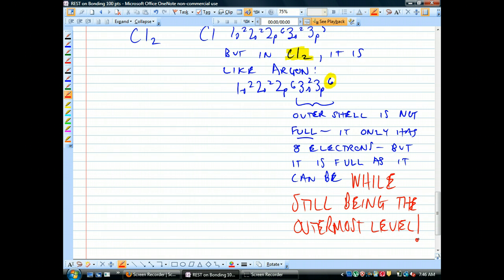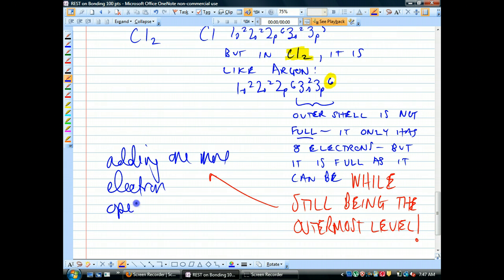In other words, what happens if you tried to add another electron to that thing? It wouldn't go into the 3D. It would go into the 4s1. Okay? And let me just write a note over here. Adding one more electron opens up n equals 4. Okay? So you can't have more than 8 in the third energy level while the third is still the outermost. As soon as you try to add another electron to that atom, you open up level 4, which is now the outermost level. And that's how it happens.